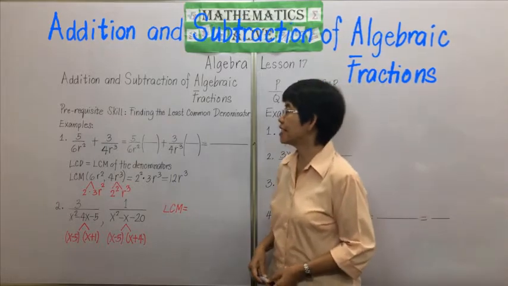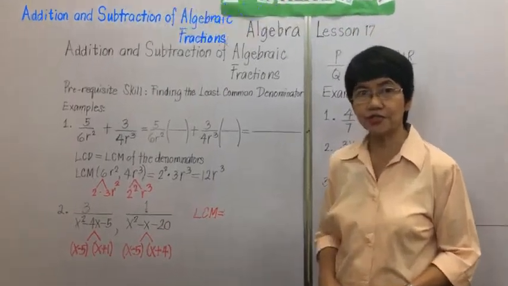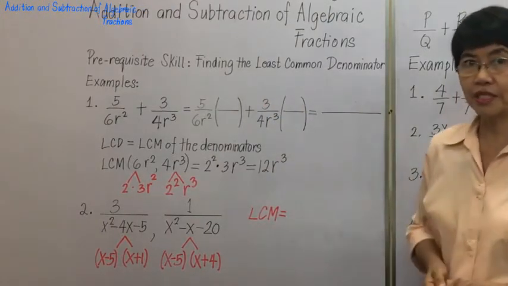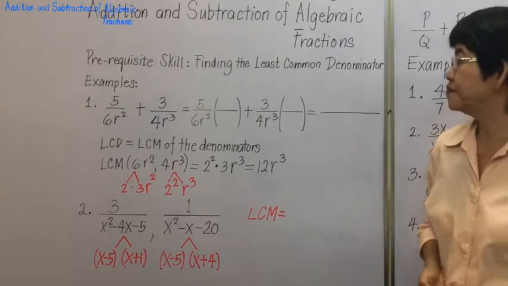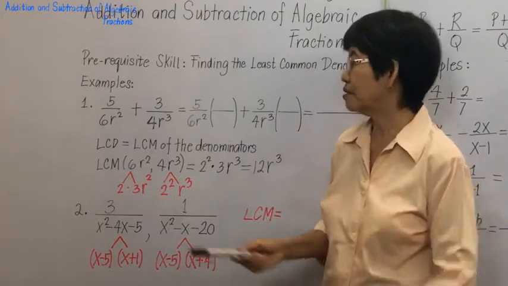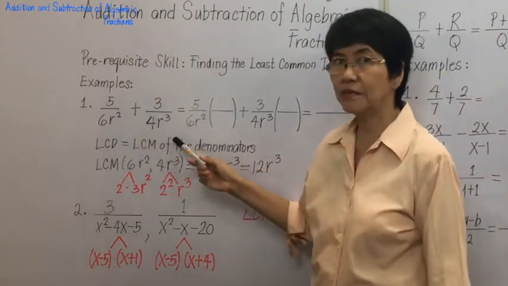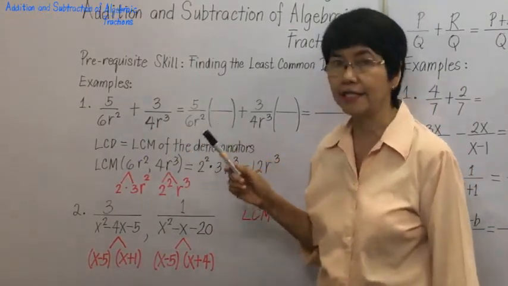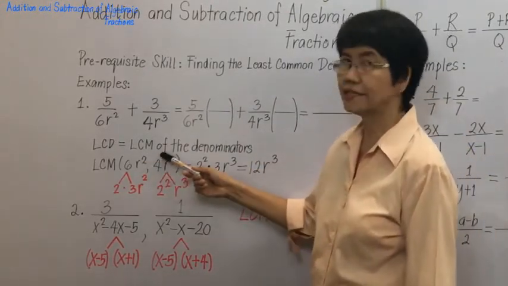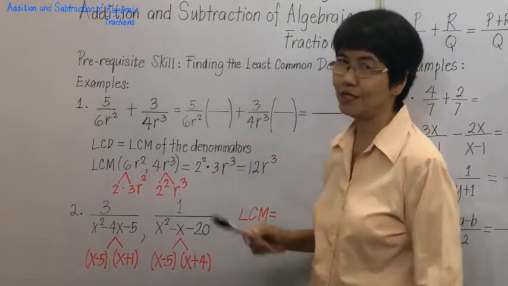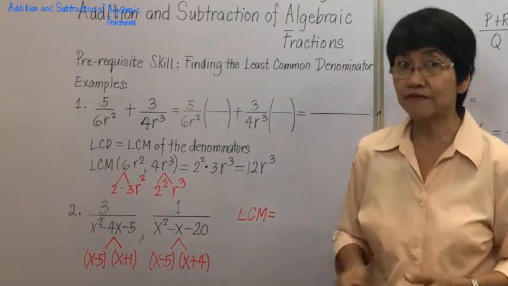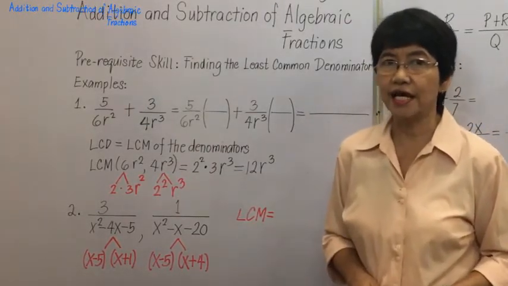The prerequisite skill for addition and subtraction of algebraic fractions is finding the least common denominator of the fractions involved. So if you are adding or subtracting two fractions with different denominators, you have to get the LCD of the denominators. And the LCD is equal to the LCM of the denominators. So the rule for finding the LCD is the same as the rules for finding the LCM of two or more numbers.